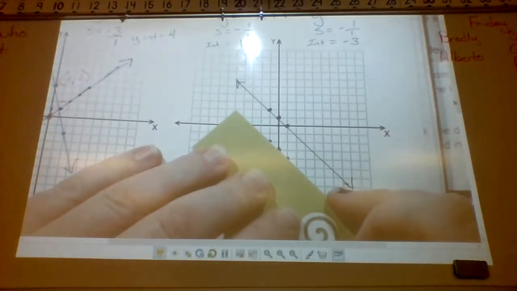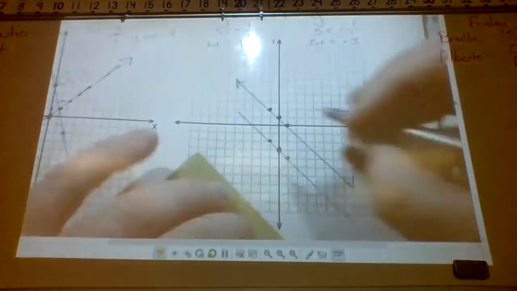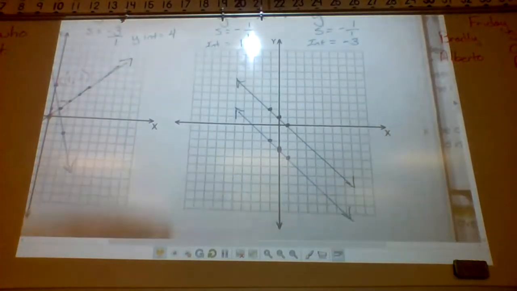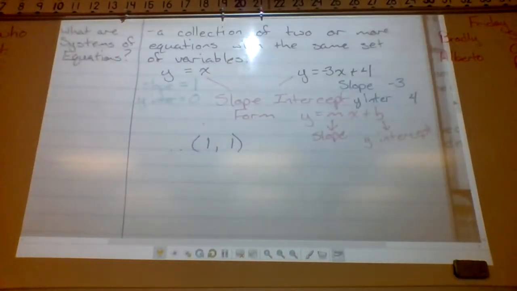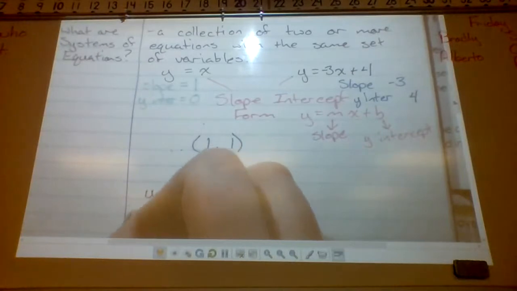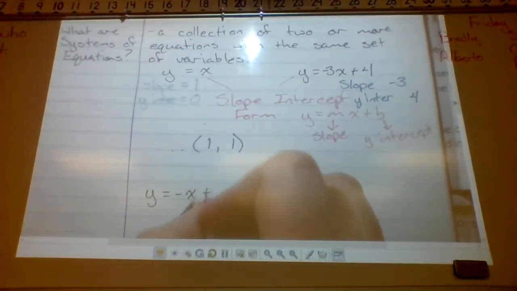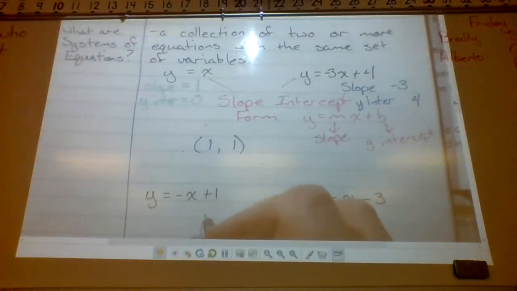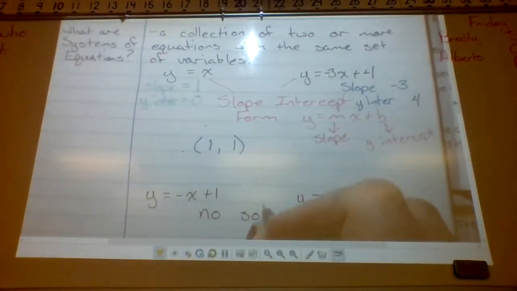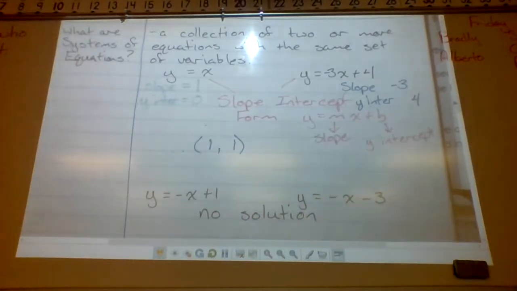Okay, for the parallel lines, what does that tell us? What's the solution? No, nothing. The solution is where they intersect. So what is the solution? Undefined. So in our notes, we're going to put y equals negative x plus 1 and y equals negative x minus 3. No solution.